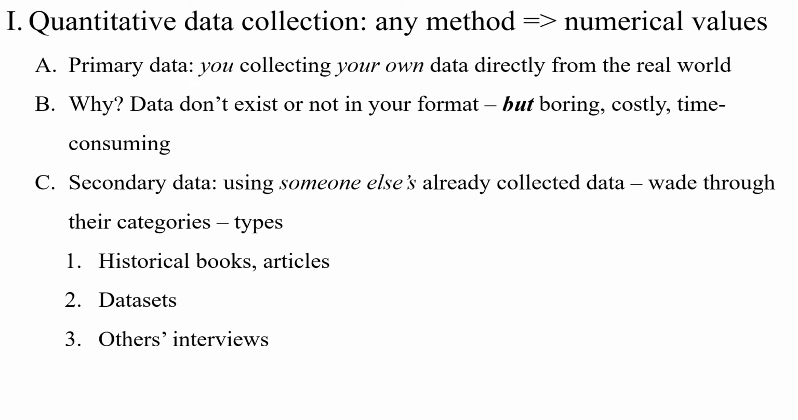So the types are historical books. Historians have already written those books. That's secondary. Historians call them secondary sources. Data sets, that's what sociologists tend to use. There's just this whole Excel file of numbers if we're doing quantitative data.